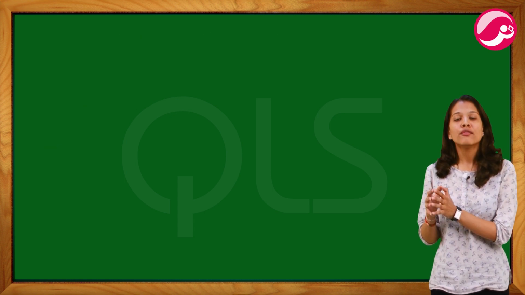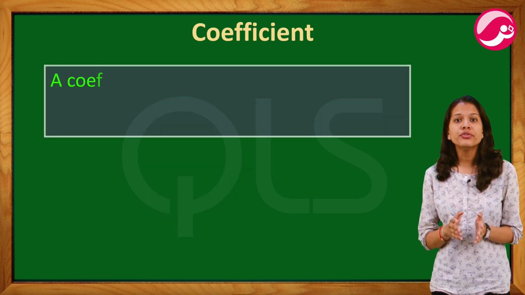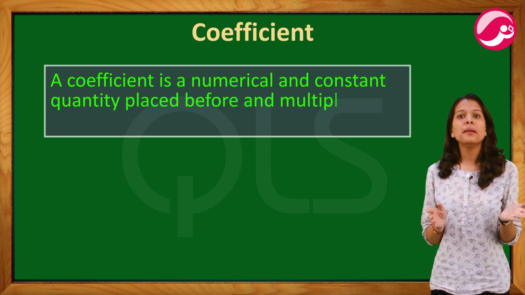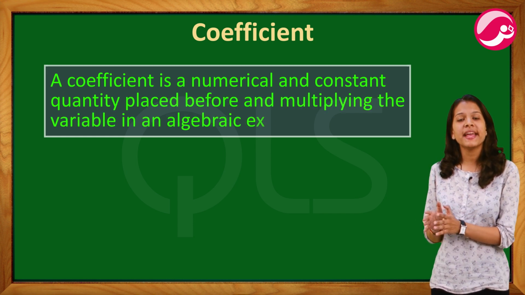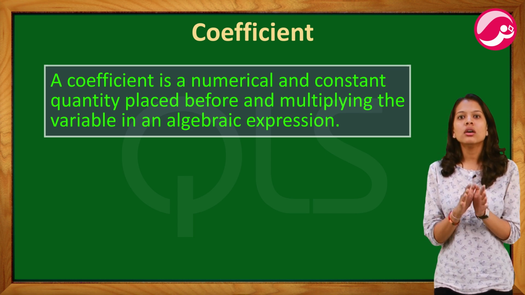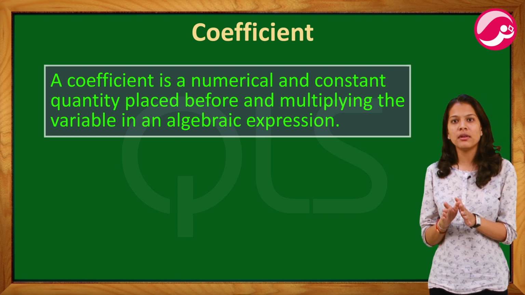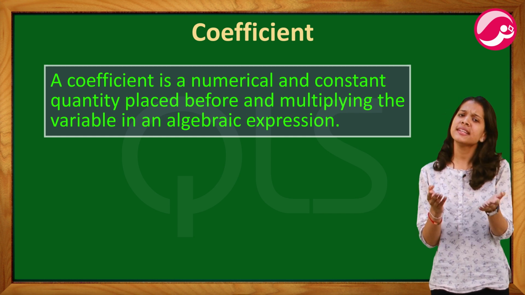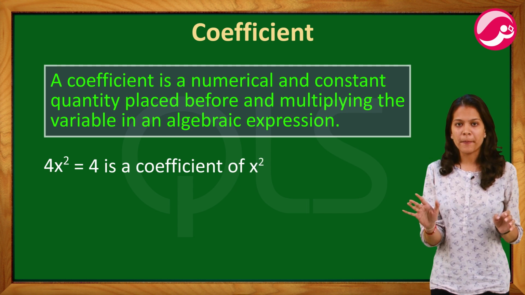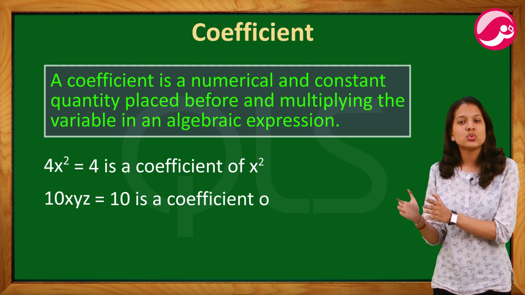Now, the next topic for today is coefficients. First, let's discuss what a coefficient is. A coefficient is a numerical or constant quantity placed before and multiplying the variable in an algebraic expression. For example, in the expression 4x squared, 4 is the coefficient of x squared. In the term 10xyz, 10 is the coefficient of xyz.